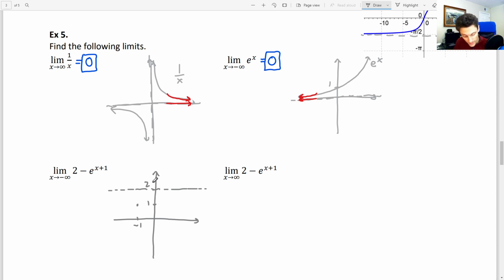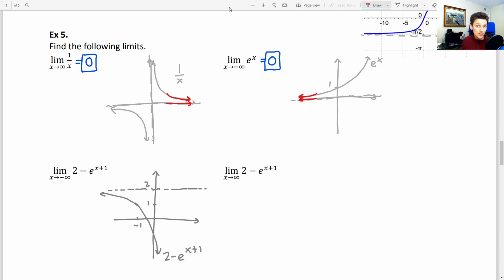Okay, and we could do another point, but the general idea is that this graph is going to be going something like this. And this part of it, by the way, can cross the y-axis. It doesn't have to, there's no vertical asymptote there. E to the x doesn't have vertical asymptotes. So here's the graph of 2 minus e to the x plus 1.